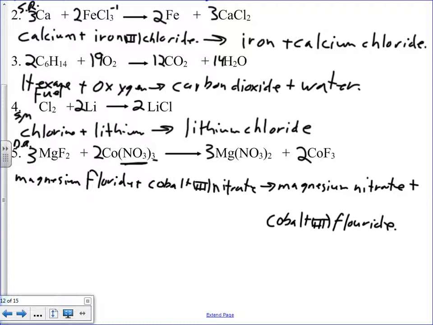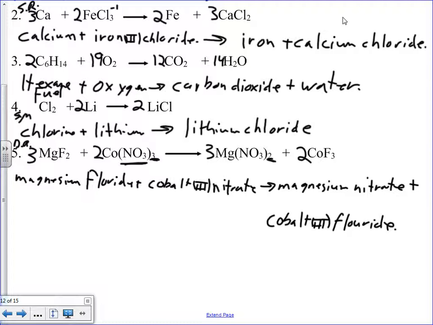Well, it's balanced here because 2 times 3 is 6, right? So there's this 3 tells me there's 3 nitrates. 2 times 3 is 6, and over here 3 times 2 is 6, right? Okay, any other questions on that one?